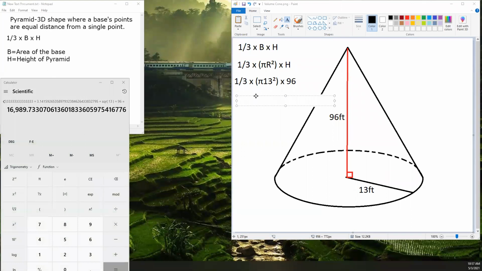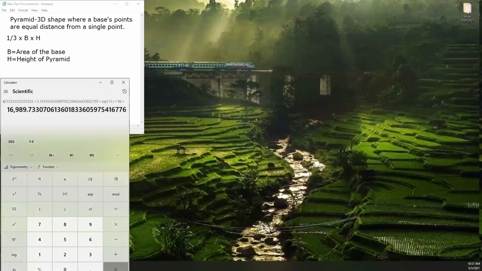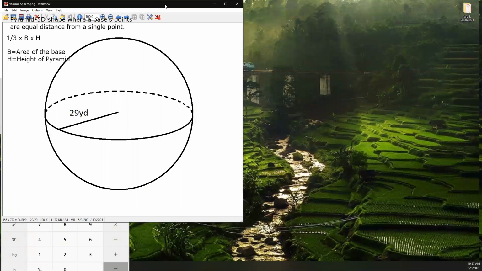All right. So we got 16,989.73 feet. Nope, not squared, cubed. There we go. So same formula, easy peasy lemon squeezy, right? So let's move on to our last volume formula, which is a sphere.